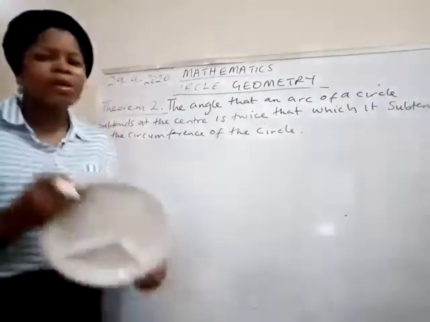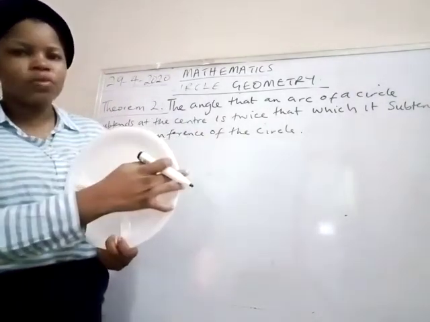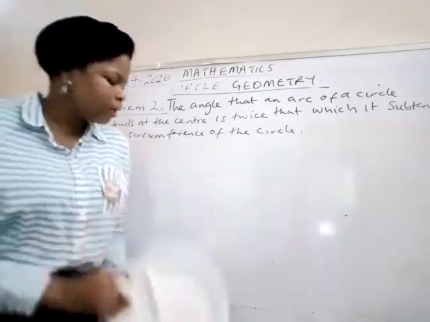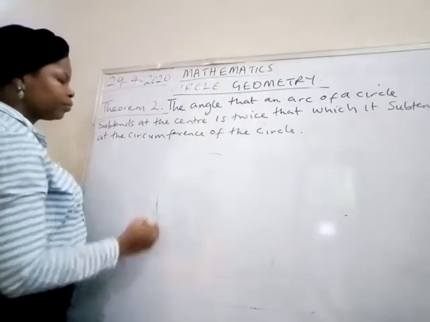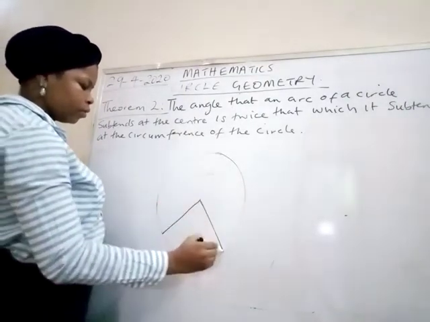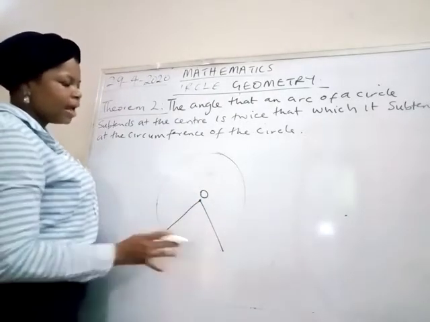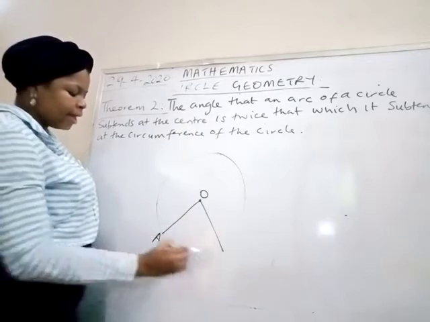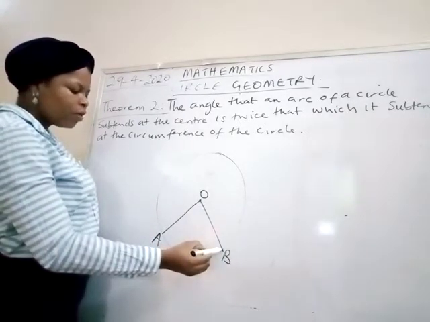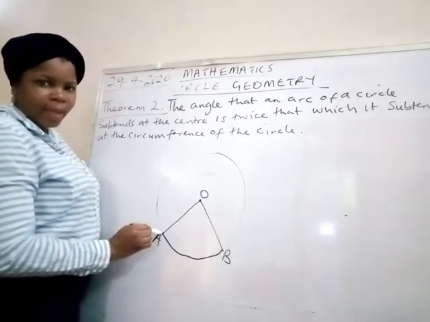Don't forget, I explained what we mean by arc using the plates last class. Like you can see, from here to here is one arc, from here to here is another arc, from here to here is another arc. So let's look at a circle. This is a circle. Let's say this is the center of a circle. Now, from this circle, if I have arc AB, from here to here is one arc. Are you getting it now?